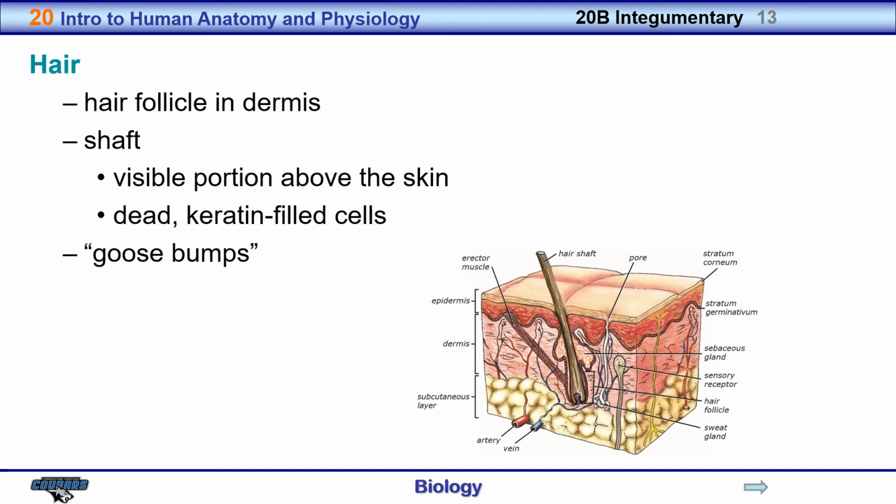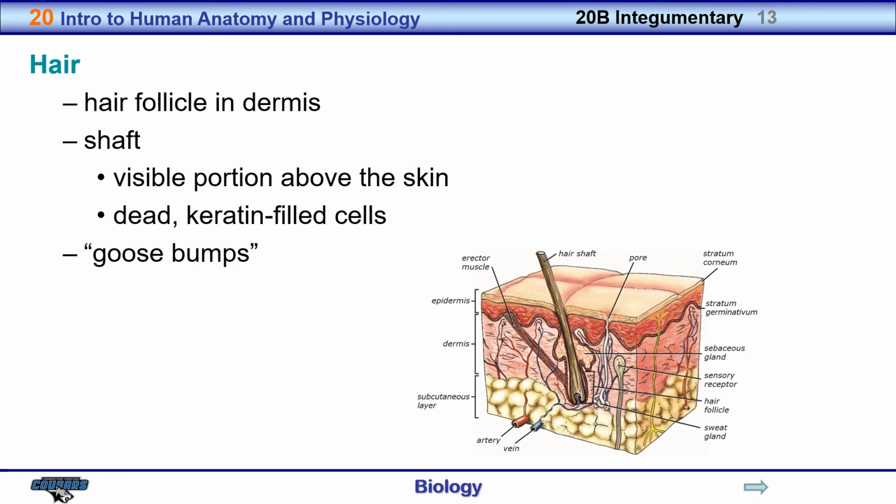Okay, now another part of the dermis, there are also erector muscles, and you can see in the upper left-hand corner of the diagram the word erector muscle. It runs at an angle to the hair follicle, and when this muscle contracts, it makes your hair stand on end, and that's what causes you to have goosebumps. So that muscle just contracts.